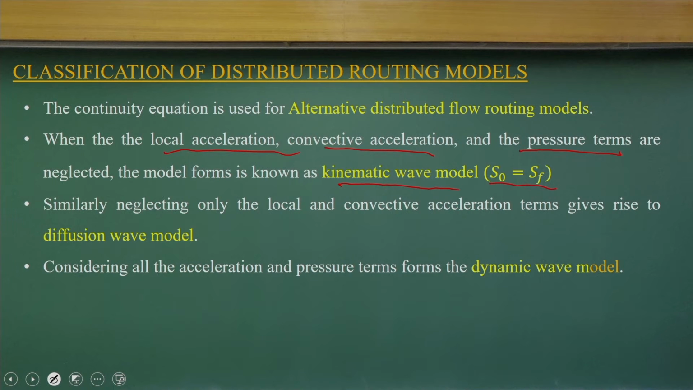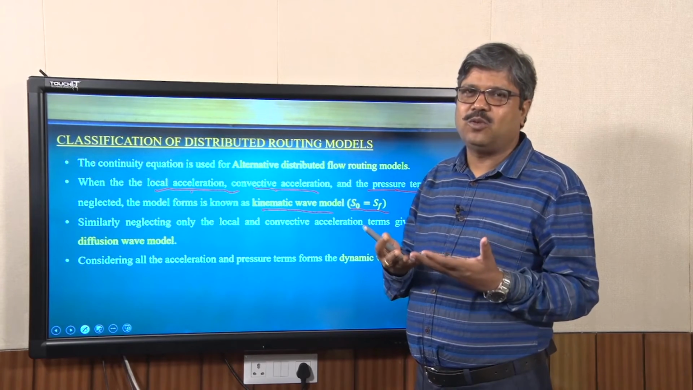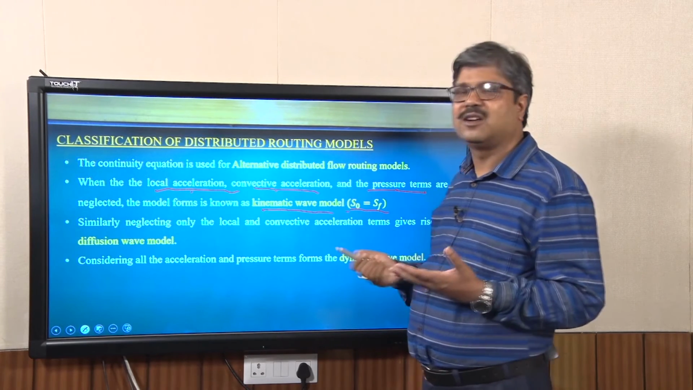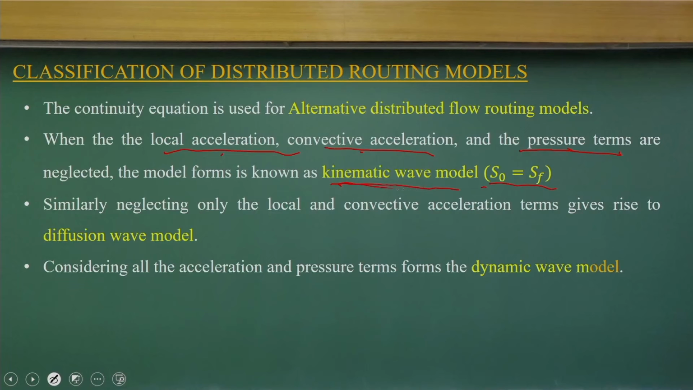If you consider that local acceleration, convective acceleration, and the pressure terms are not that significant, that means you have only two terms, the friction slope and the bed slope. That is what comes out as the approximation of the Saint-Venant equations, and we call it the kinematic wave model. That means S naught is equal to SF. It is a very simple model, and we can solve such cases very easily. Even at Microsoft Excel level, we can develop a river model when you have a kinematic wave model, S naught equal to SF.